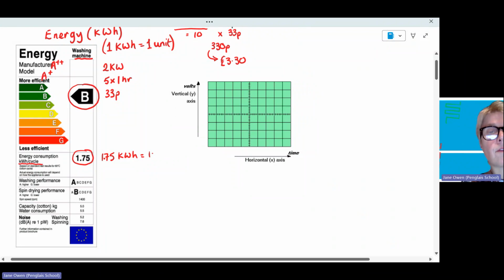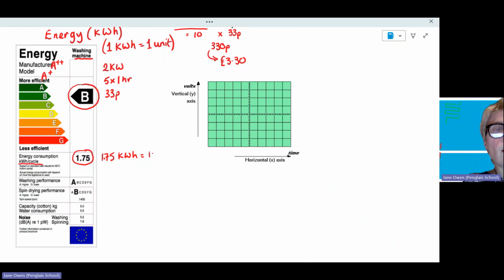Whereas before I just gave you a general example of how to use the equations, if you're taking the information from this label, then it gives us 1.75 units.